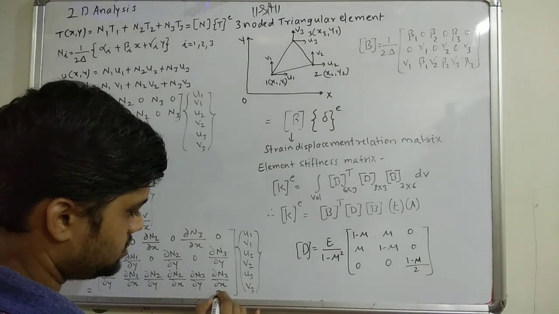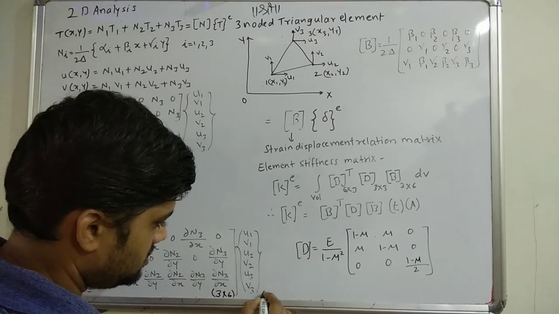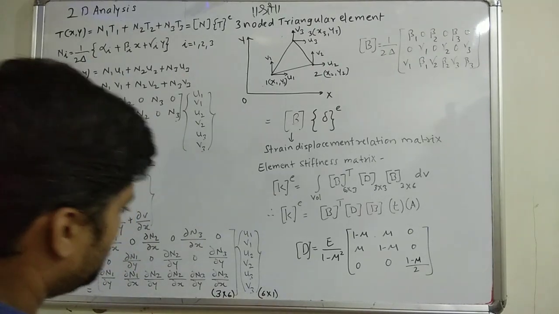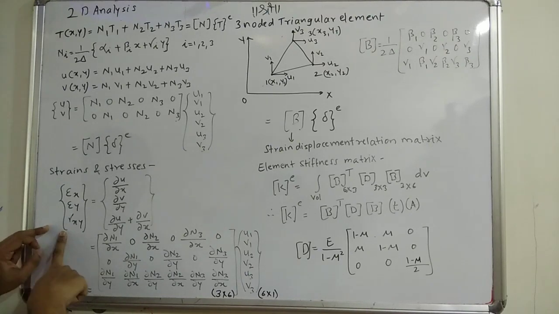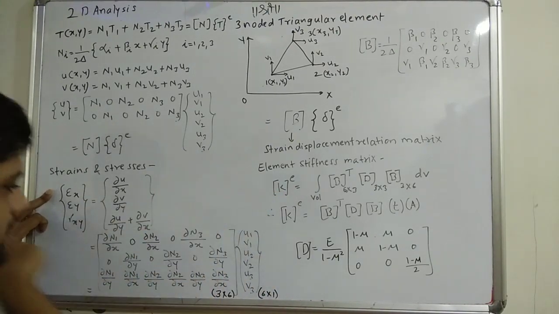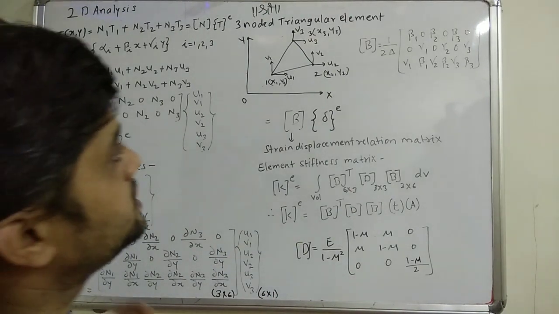The order of this is 3 by 6, and the order of this matrix is 6 by 1. So when I multiply them, what will I get? I will get back the strain column matrix. The multiplication is going to give me epsilon x separately, epsilon y separately, and psi xy separately, that is the shearing strain.